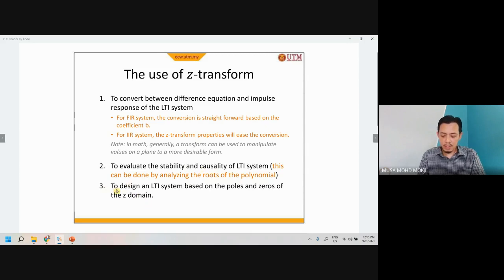And number three is to design an LTI system based on the poles and zeros of the Z domain. This is even later, in weeks 12, 13, 14. Stability and causality, this is this week. Number one is not this week. I think this is another 2 weeks, maybe next week or maybe another 2 weeks.